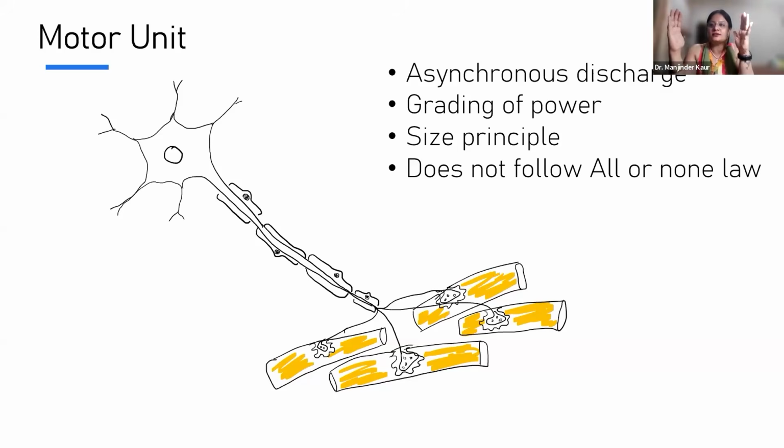show the all or none law, right. So अगर हम बात करें स्केलेटल मसल एज अ होल, it will not follow the all or none law, but a single motor unit will follow the all or none law.